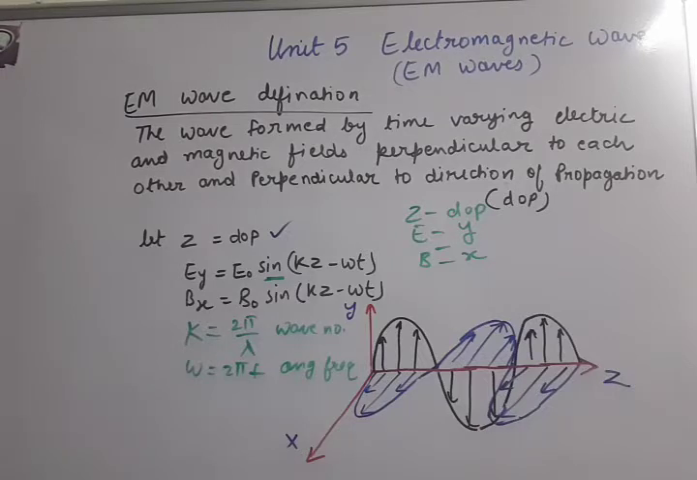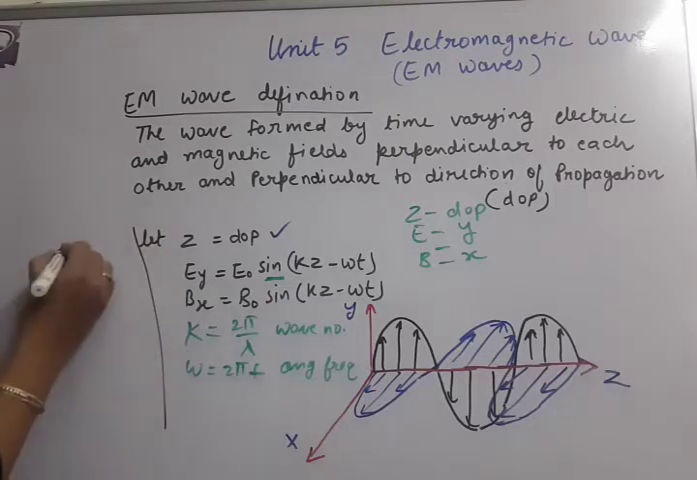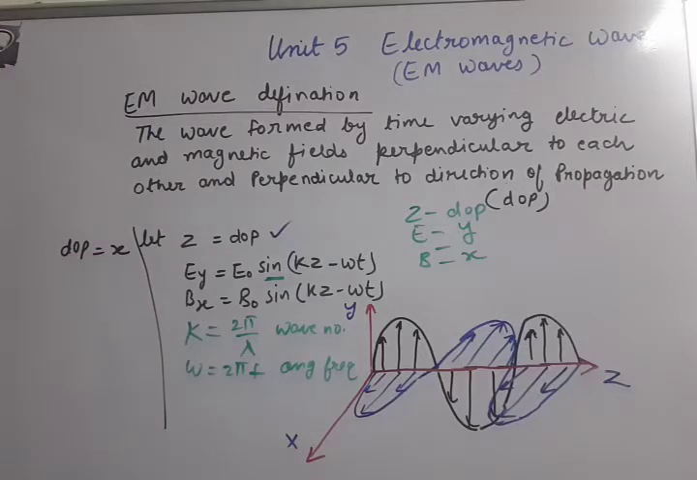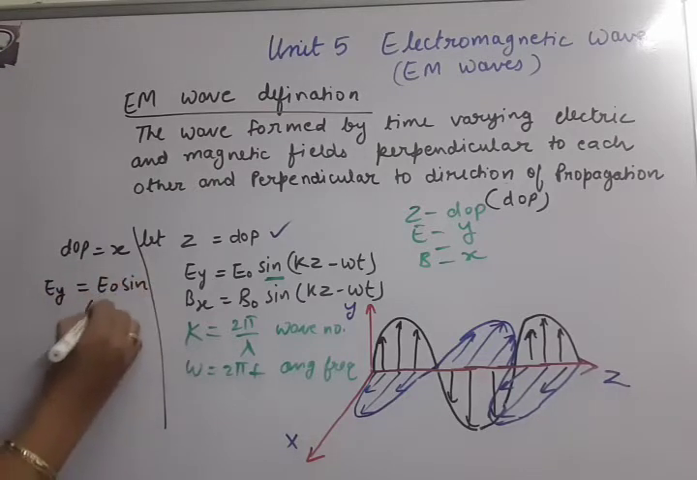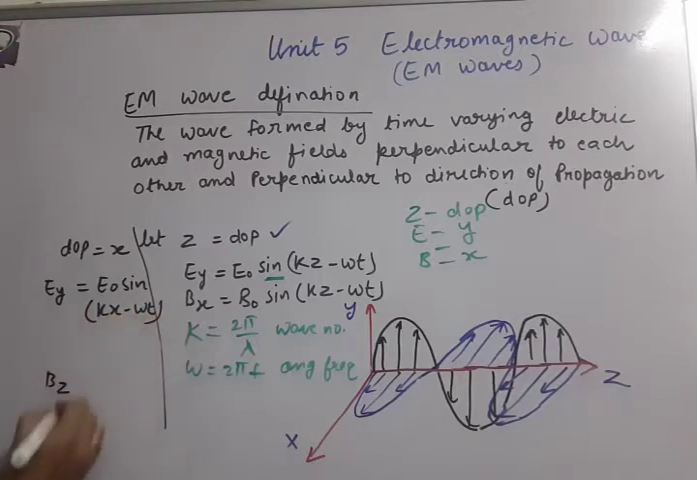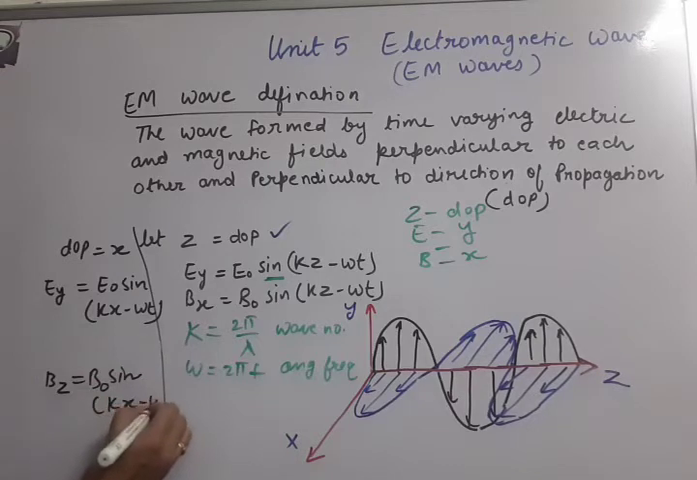Suppose any EM wave is propagating in x direction. Propagating in x direction means DOP is x. So what will happen in our electric field and magnetic field? Now we cannot select x direction. So suppose electric field we are taking in EY, magnetic field now will be taken in BZ direction. What should be the equation? So E0 sine kx minus omega t, and here B0 sine kx minus omega t.